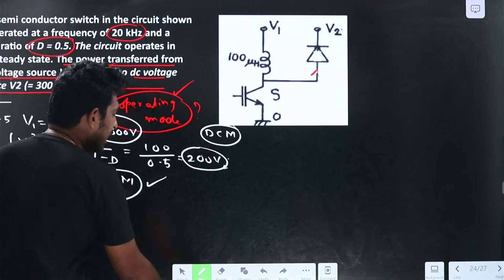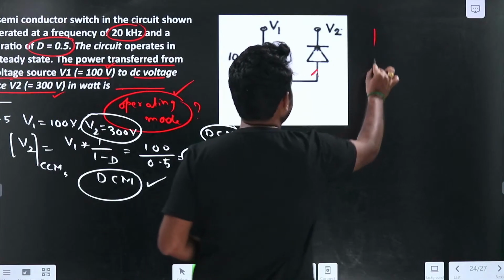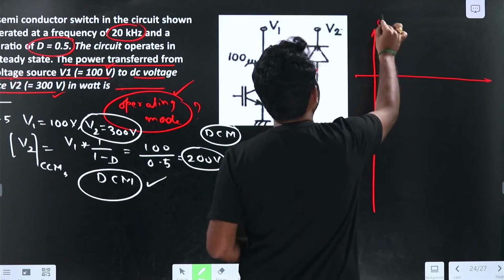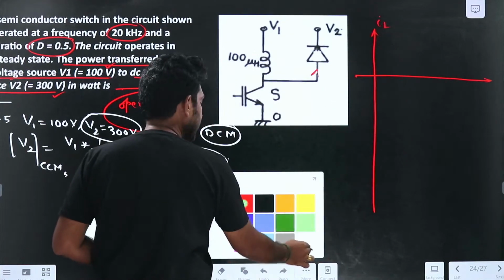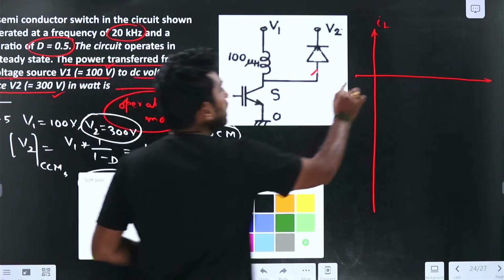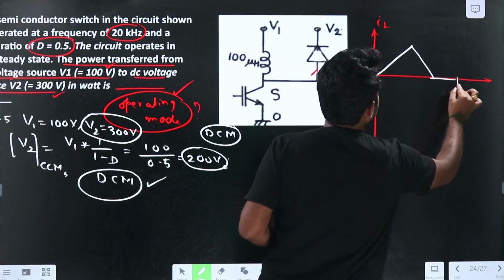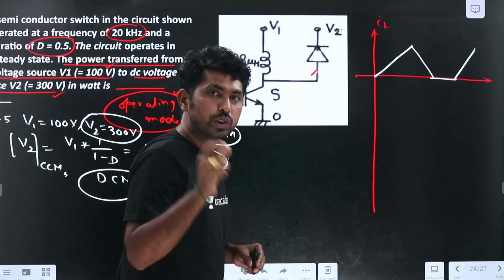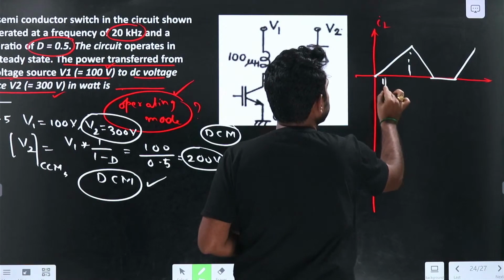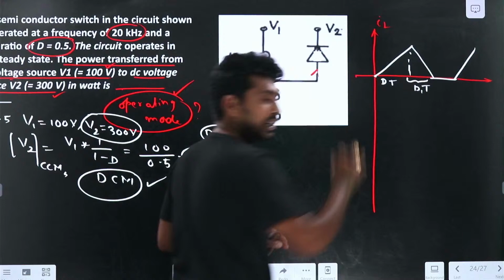How can I draw the IL and VL waveforms? Let us see. If I draw the IL waveform, it is a boost converter, right? It is operating in the discontinuous conduction mode, so the waveform is like this. The switch on period we represent with DT, and this period will be D1T.